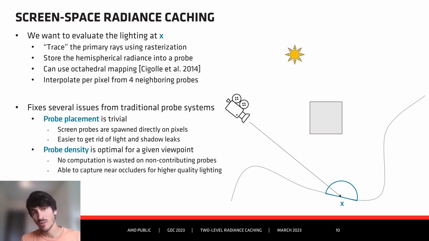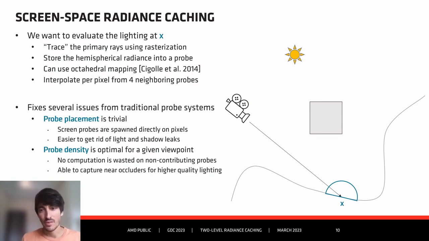When you make grids of probes, like 3D grids of probes, placing the probes is really important and particularly difficult. When it comes to screen probes, the placement is trivial. We always know exactly what the probes are with regard to the geometry because they're placed on the depth buffer, so they're literally on the geometry, which makes it easier to get rid of light and shadow leaks.